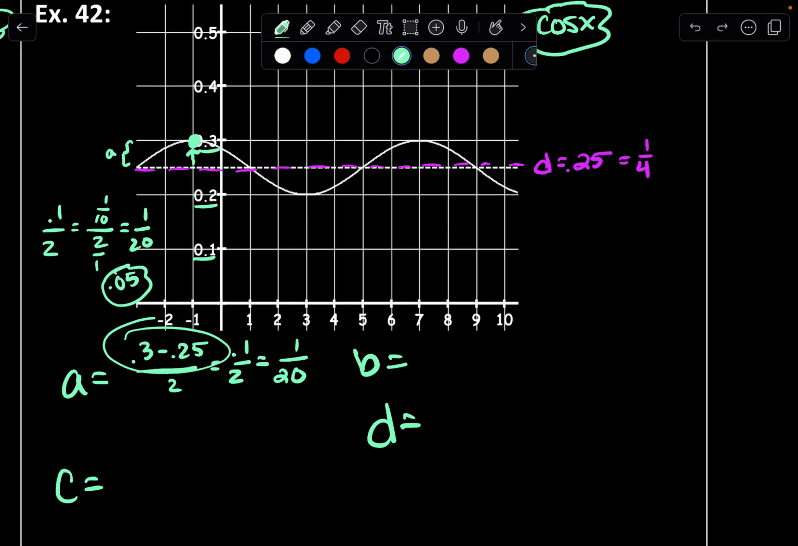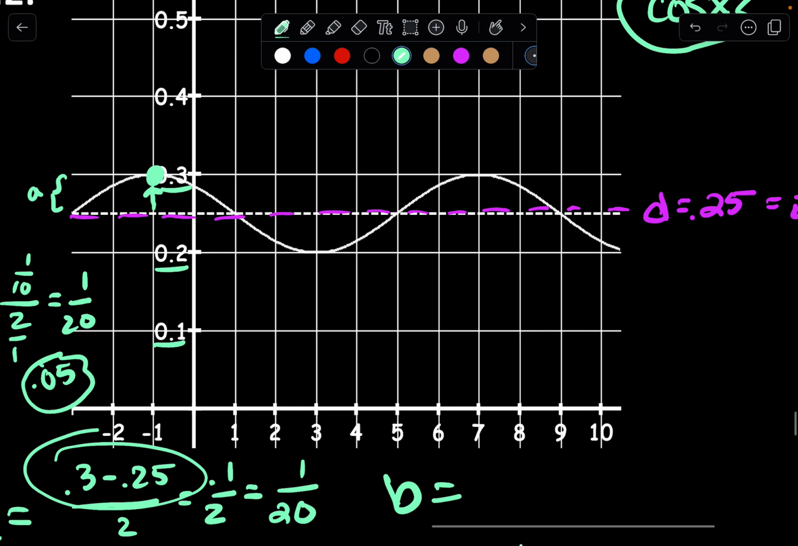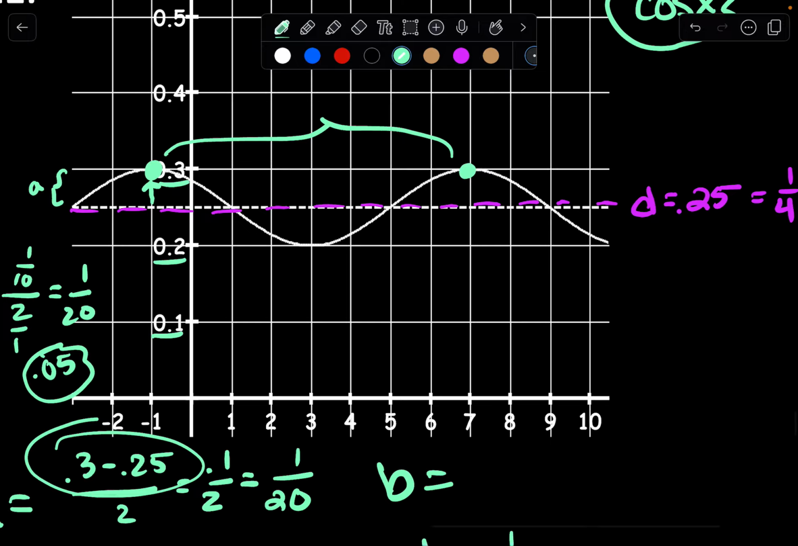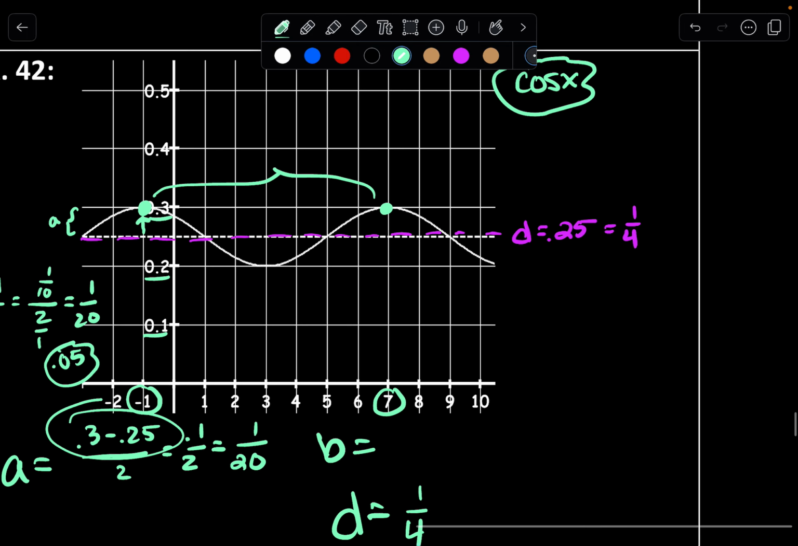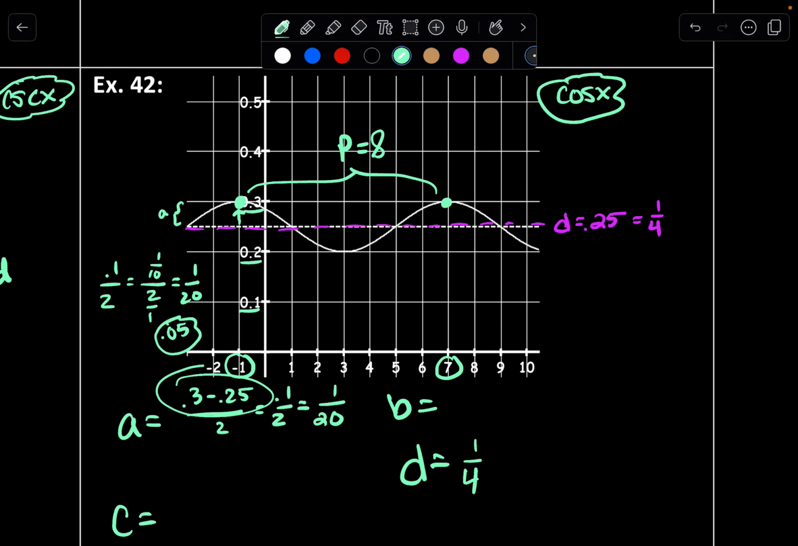All right, so with this one, the D value is going to be 1/4, the A value is 1/20th, and now from here, I can use that same maximum, and I can figure out what is the period for this new transformed sinusoidal function. So my left maximum is at -1, my right maximum is at 7. Therefore, the new period is equal to 8. So to get this B value, we have old over new. The old period is 2 pi for any sinusoidal curve, and then we have 8. Therefore, the B value will be pi over 4.